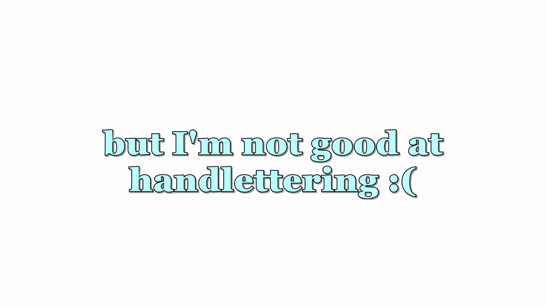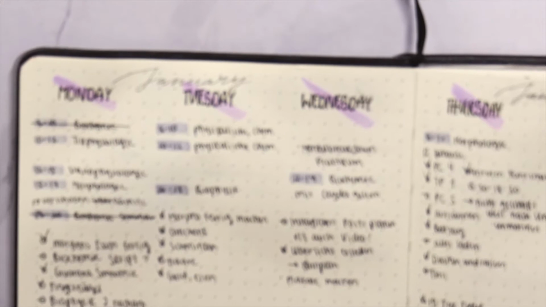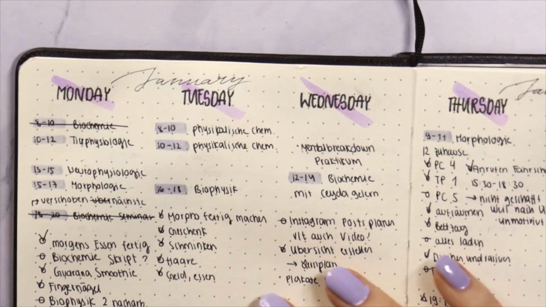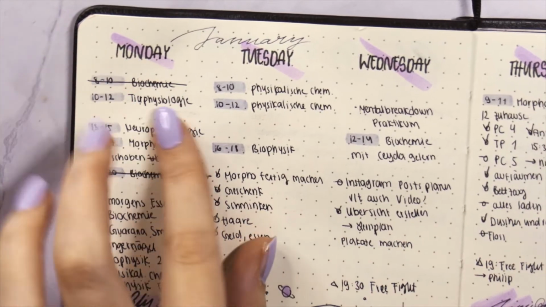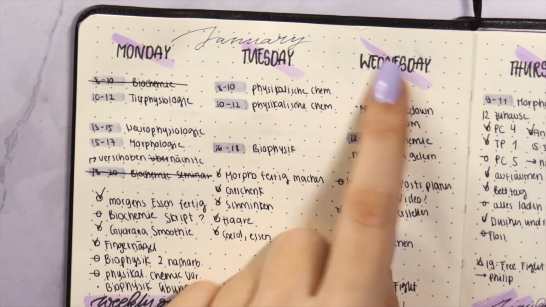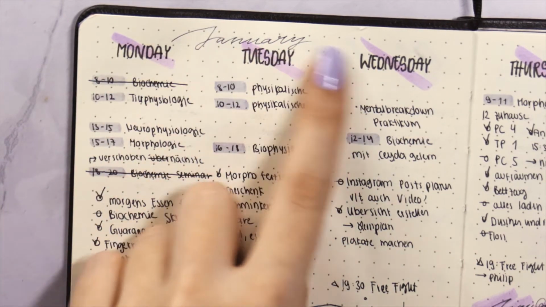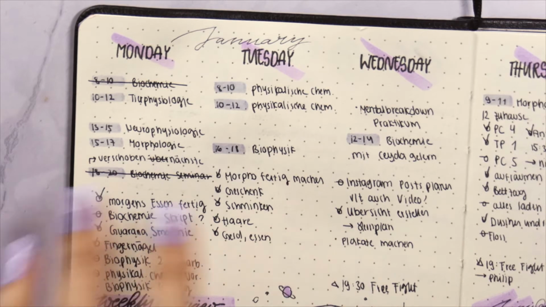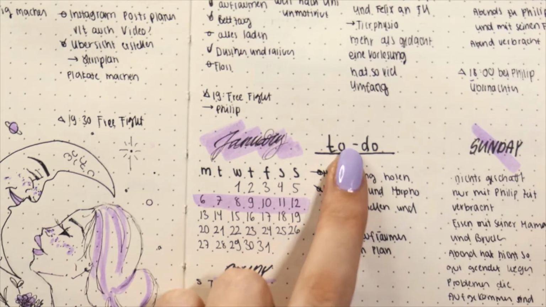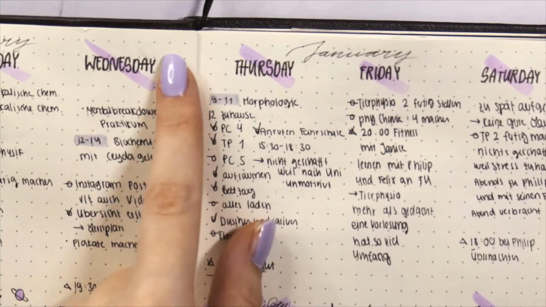What if I'm not good at hand lettering? What will I do? I can't bullet journal. That is something I hear a lot online, and it's just not true at all. Here you can see a weekly spread where my main lettering was no real lettering, it was just capital letters, no hand lettering at all, so you don't have to be good at lettering to start a bullet journal.